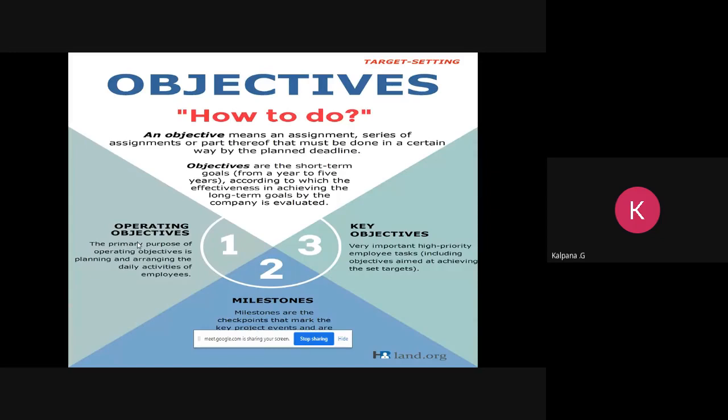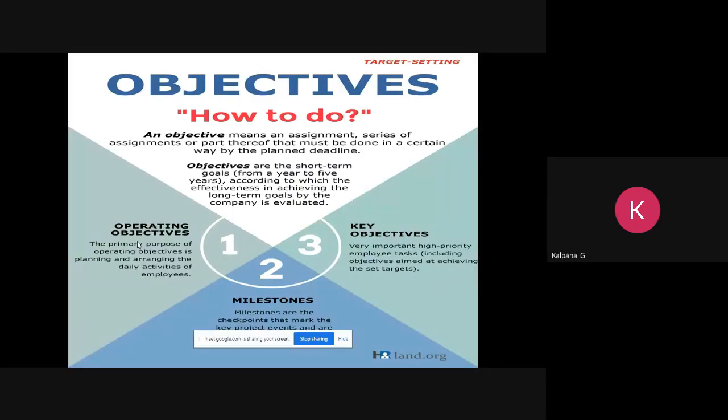We have different categories of objectives. All these should be framed properly so that after implementation, we should not regret setting that objective. And these should work in correlation with the goals, vision, and mission of the organization. An objective means an assignment, series of assignments or parts thereof that must be done in a certain way by the planned deadline. So time span is very, very important. Accurate time frame should be specified while setting the objectives.